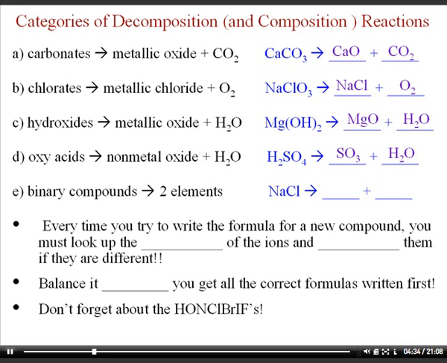If you have a binary compound, it's probably the easiest to understand. You just break it into the pure elements sodium and chlorine, and in this example we have chlorine that's diatomic, so it has a little 2, and again, if you want to balance it, you could.